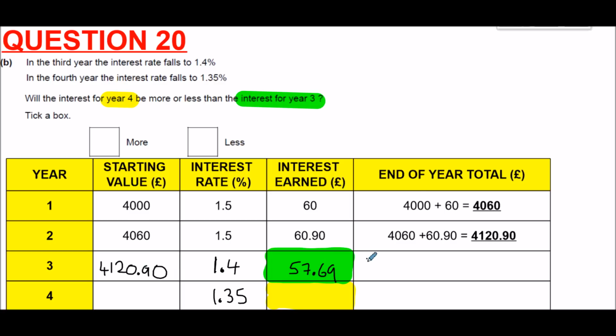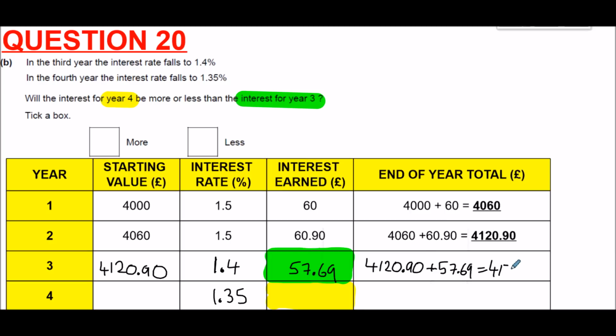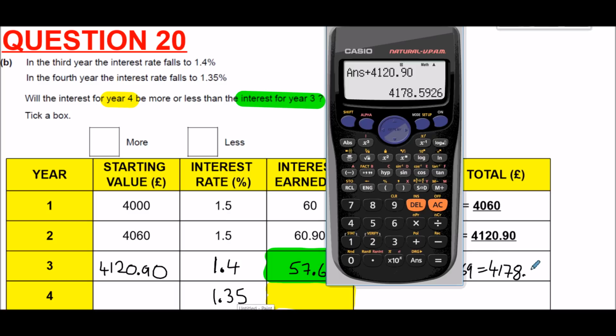So then the end of year total will be £4,120.90 plus the £57.69. So let's add this together. So that added to £4,120.90 gives us a total of £4,178.59, again to the nearest penny. 4178.59.